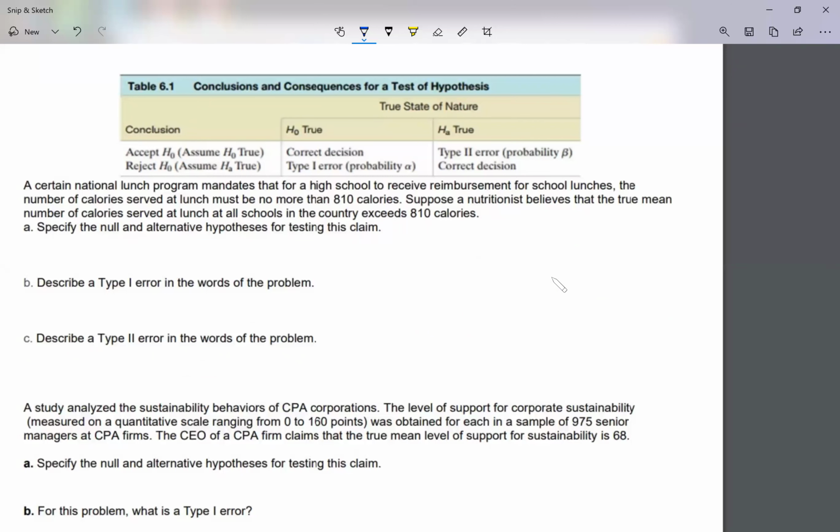A certain national lunch program mandates that for a high school to receive reimbursement for school lunches, the number of calories served at a lunch must be no more than 810 calories. Suppose that a nutritionist believes that the true mean number of calories served at a lunch at a school in the country exceeds 810 calories. Okay, so we're going to specify the null hypothesis and the alternative hypothesis for this claim.